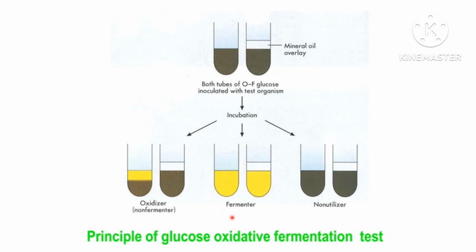And you can see the second one, if it is a fermenter like Enterobacteriaceae, both the tubes have changed the color from green to yellow. So it is a complete fermenter of sugars. And the last tube is the non-utilizer, which is neither utilizing the sugar in aerobic condition nor in anaerobic condition. These are the three possible results that you can get after doing an OF test or oxidative fermentative reaction. Either it can be an oxidizer organism, a fermentative organism, or a non-utilizing organism.